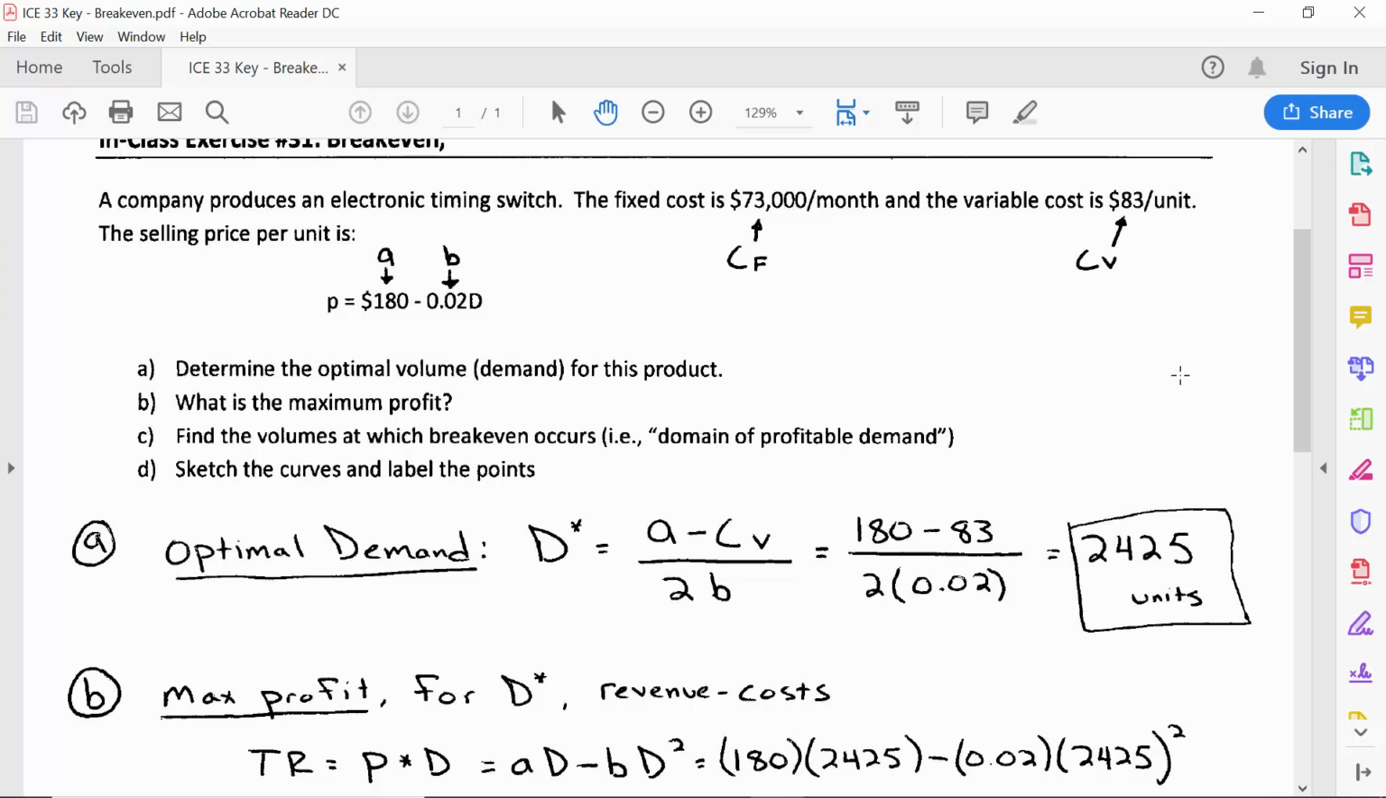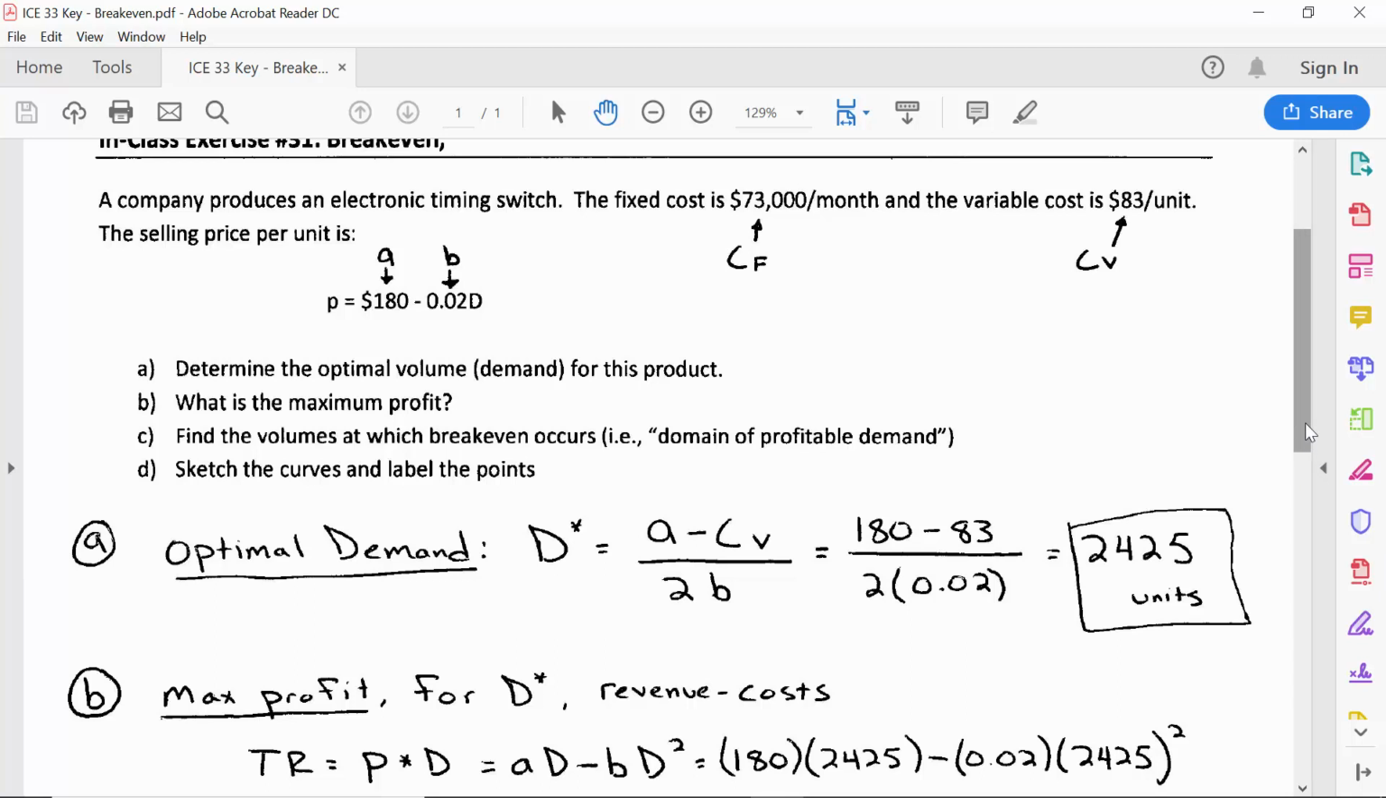And where this comes from is that analysis of the slopes that we were going through on Tuesday. When I was saying, as the cost and revenue curves are getting further apart, then the profits are still increasing. And so you want to maximize how far apart those two are. And that's when the two curves are parallel. So 2425 units is how many of these timing switches the company should make.